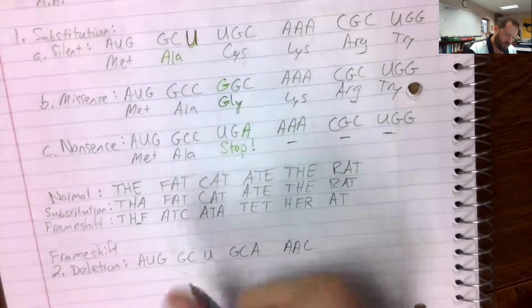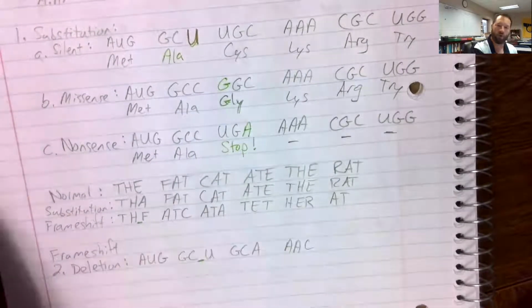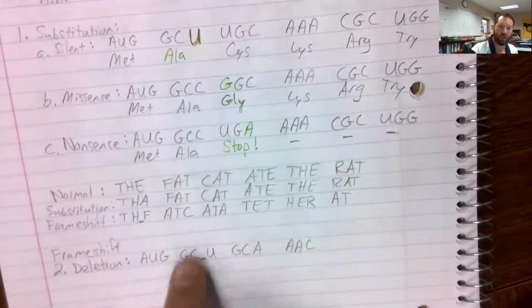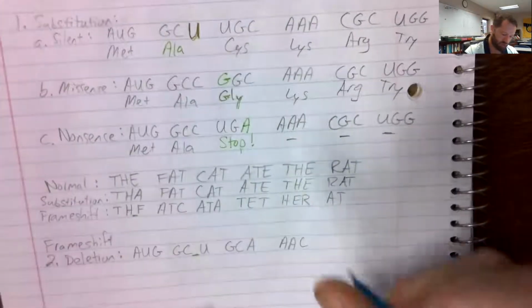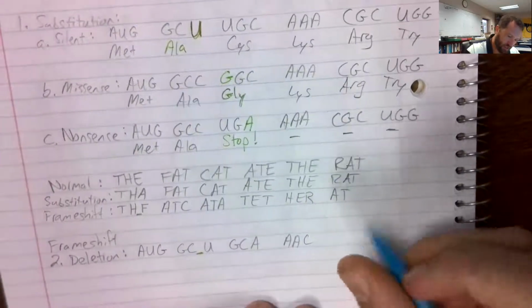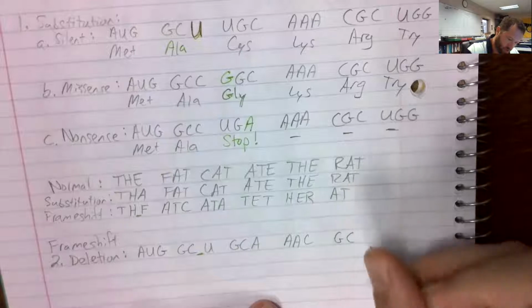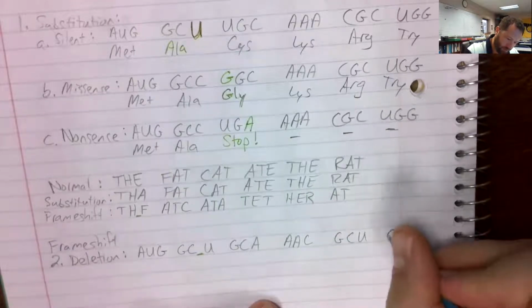So again, here's that mutation. We deleted whatever letter was right there, was a C. Now it's gone. Now that codon is GCU instead of GCC. And everything after that also is now out of whack.